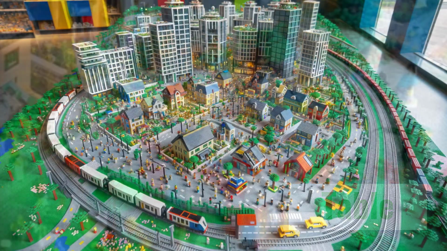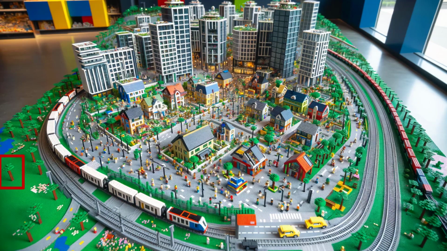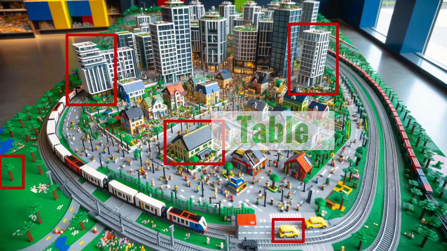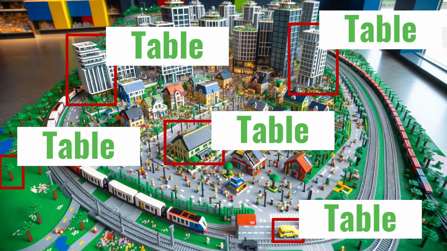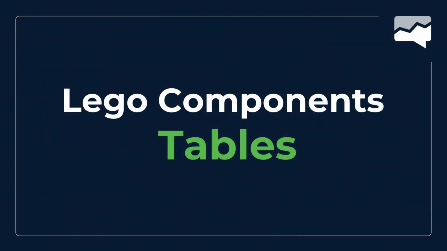So now we have this large project, which is broken into data sets, but each of these little components on here, the cars, the buildings, each one of these little components are tables. These are all tables in our project, in our data sets. So our Lego components are our tables.